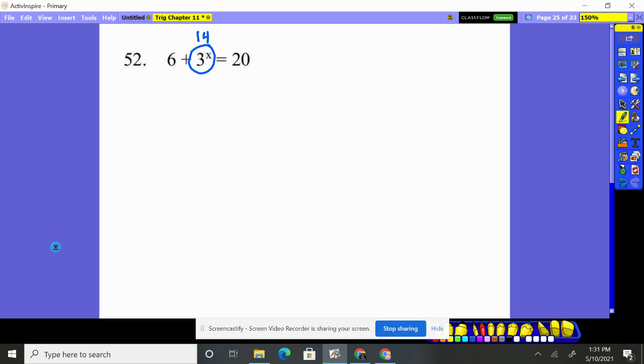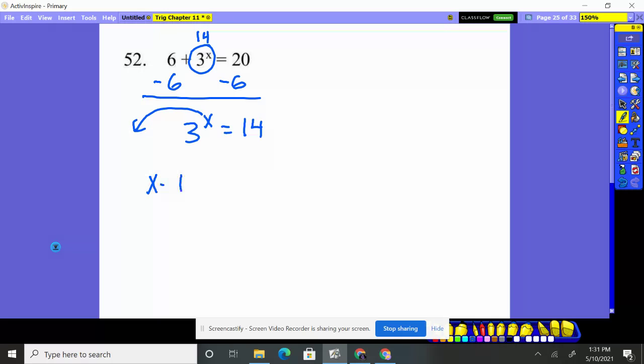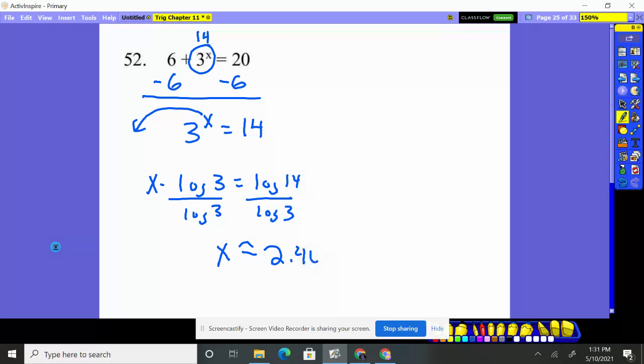Well, no big deal. The first thing you'd have to do is subtract 6 from both sides, and you'd end up with 3 to the x power equals 14, just like we said it would. Now we need to move that x out in front. To do that, we're going to take the log of both sides, and then we simply divide by the log of 3. And for this one, I got about 2.40 when I divided those logs.